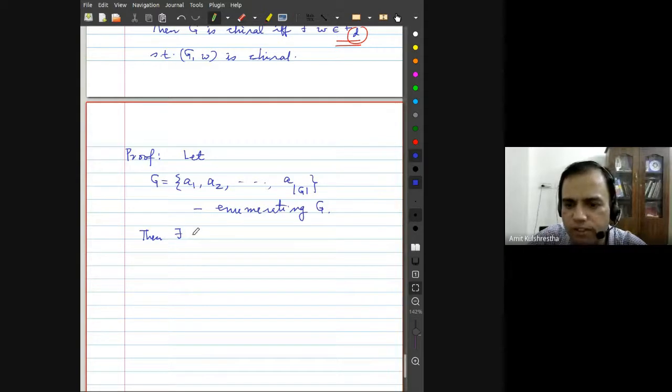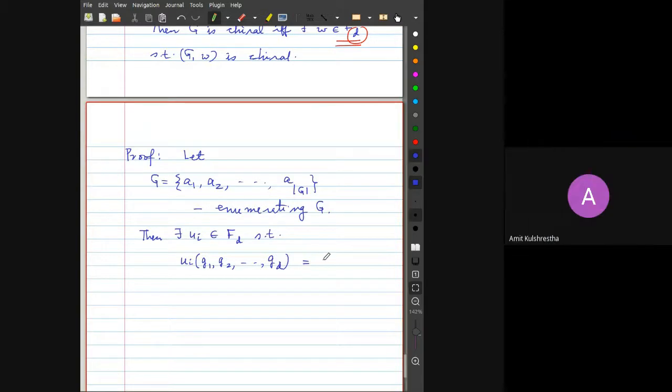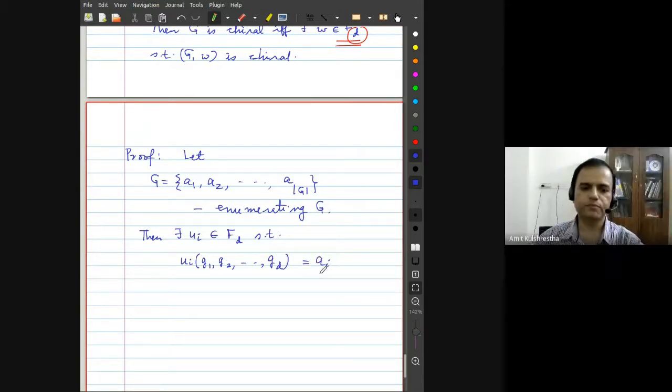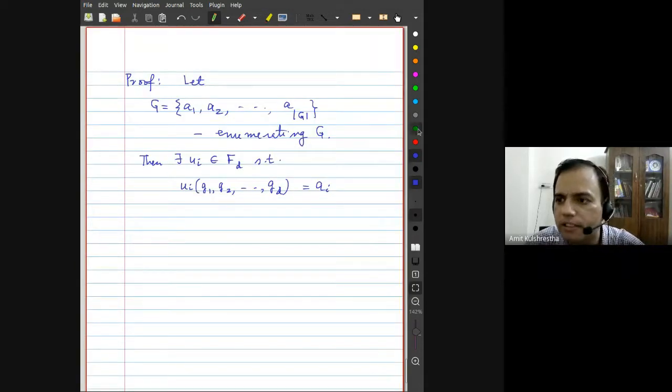Then there exists a word. There exists u_i in F_D such that, when you evaluate u_i on the generating set, what you get is element number i of the group. Okay. So you have obtained therefore many words like this.